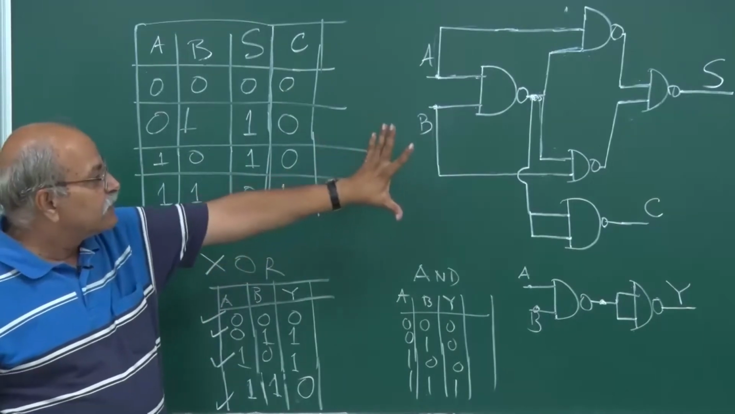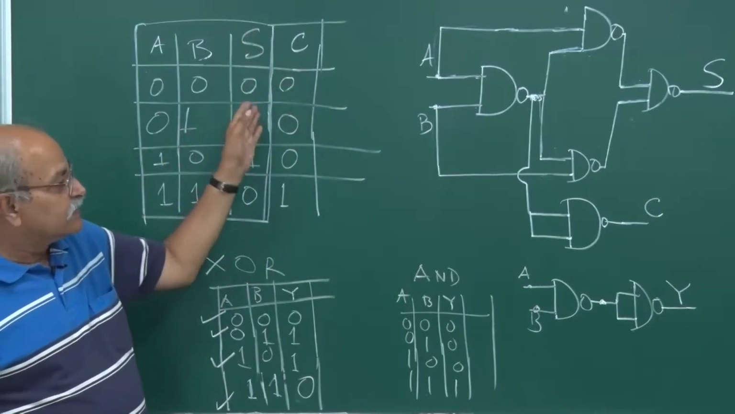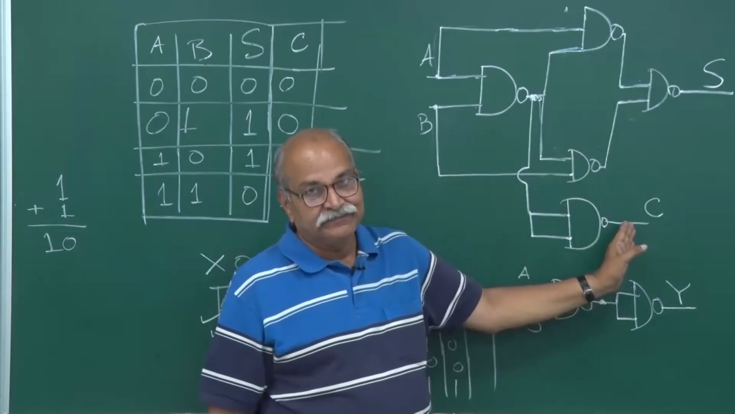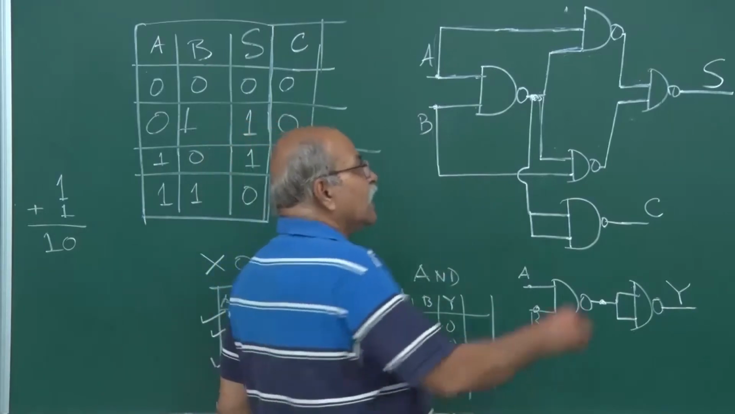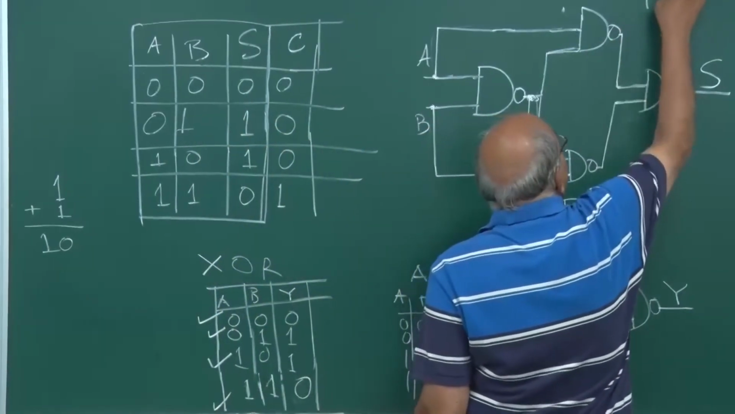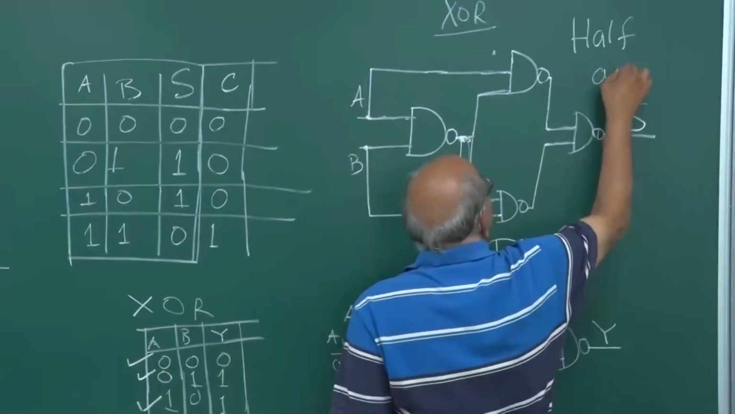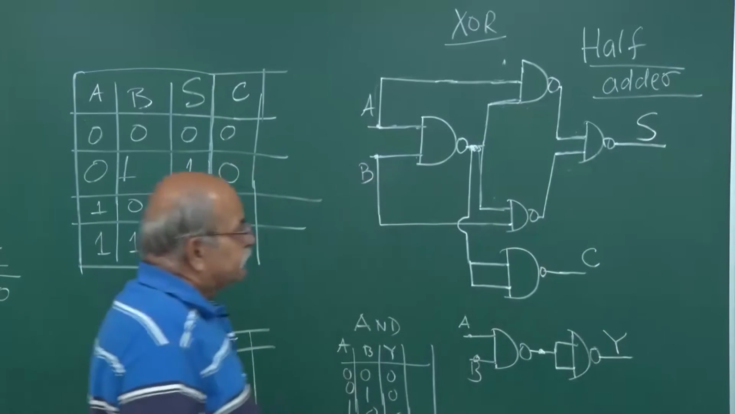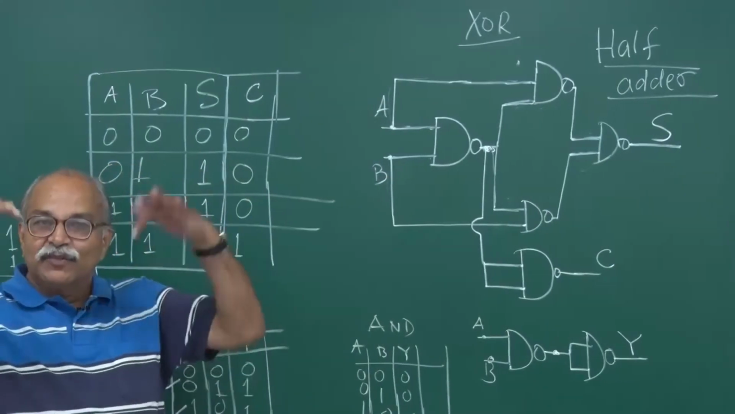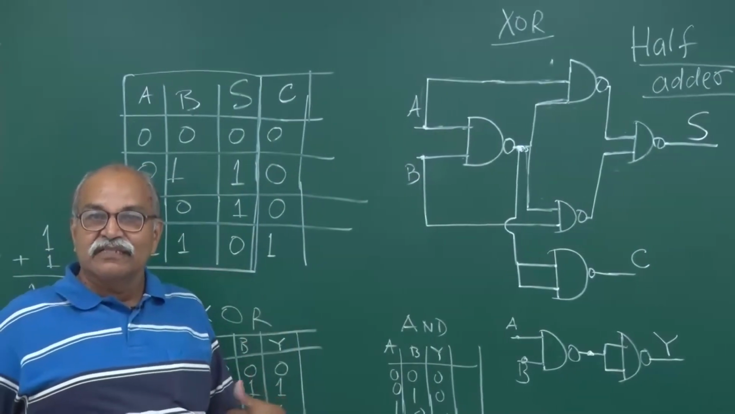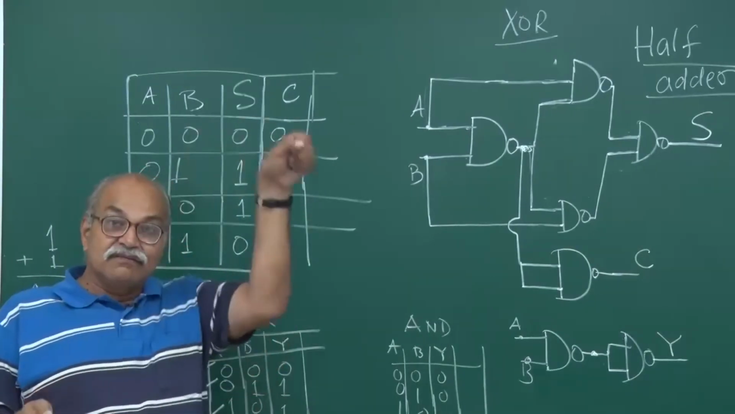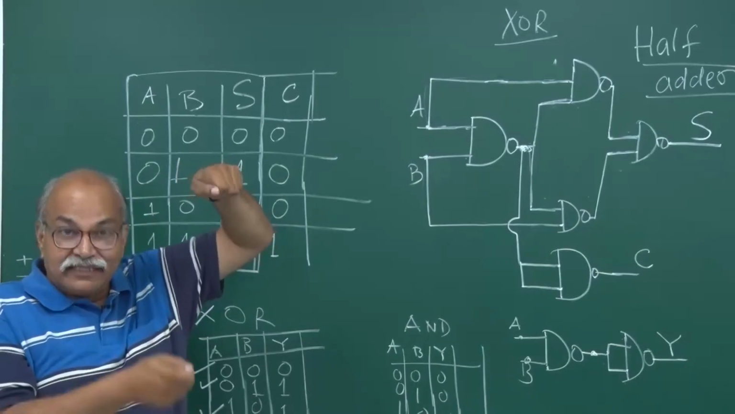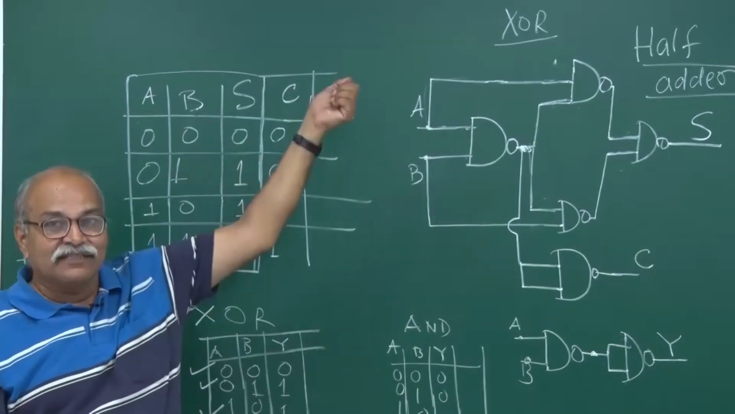So this circuit will give me both S and C. From here I can get S, from here I can get C. Now this circuit is known as half adder circuit. Half adder circuit. Why it is half adder circuit? Because when you actually add two numbers and the carry goes to the digit on left, you have three numbers to add and then get another sum and another carry, right.